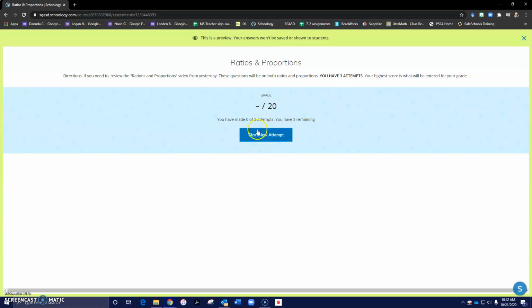If you're not getting a great score, I want you to try it all 3 times. Use the attempts that you have. I'm only going to take your highest score, so you can only improve your score. The whole idea is that you are, again, paying attention to the difference between ratios and proportions.